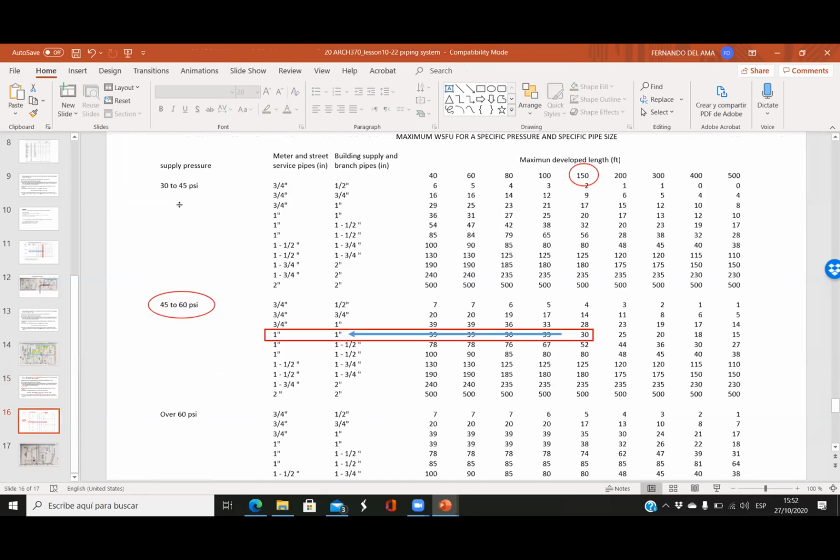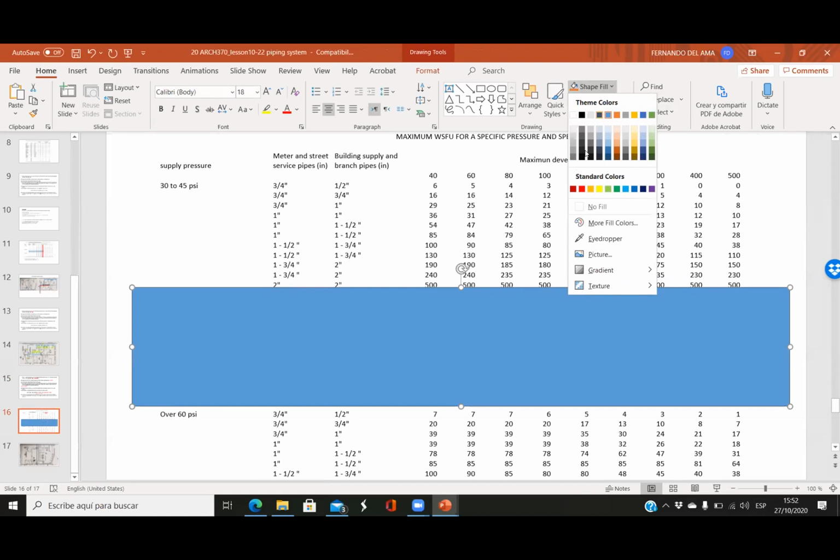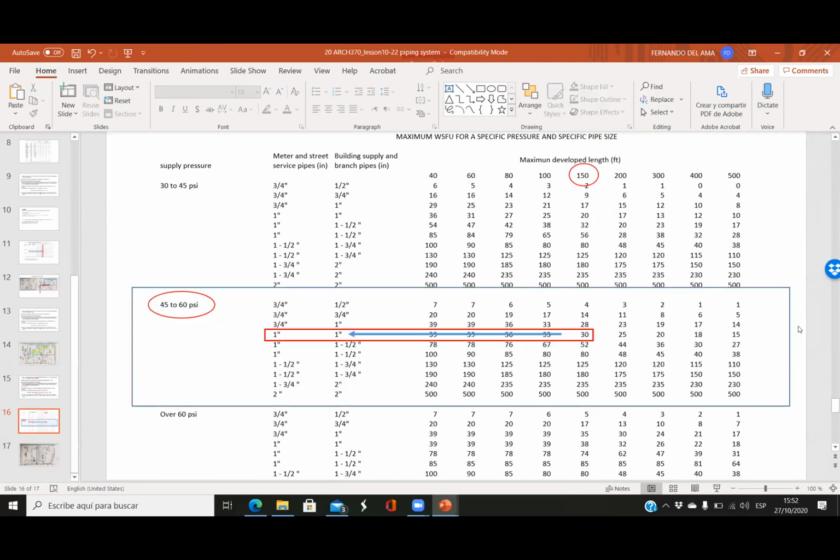If we go here, we have 3 tables: from 30 to 45, from 45 to 60, and over 60. So if our result is 52, we are in this table. We are studying only these values, so we don't need this, we don't need that. Just because we are between 45 and 60 PSI, we are in this part of the table.